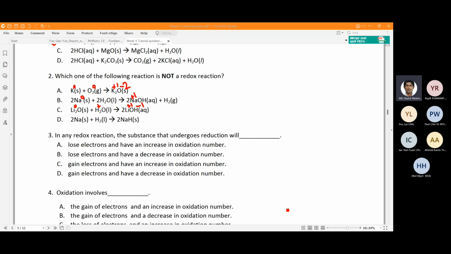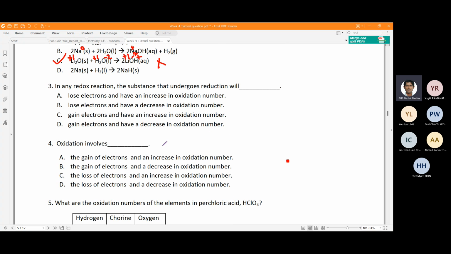Which is not a redox reaction? No, it is, sorry. Lithium is +1, and here it is still +1, right? Hydrogen is +1, and oxygen is -2. It is still hydrogen +1 and oxygen -2. So it is not a redox reaction. So this is the correct answer. This is not a redox reaction. The rest are redox reactions.